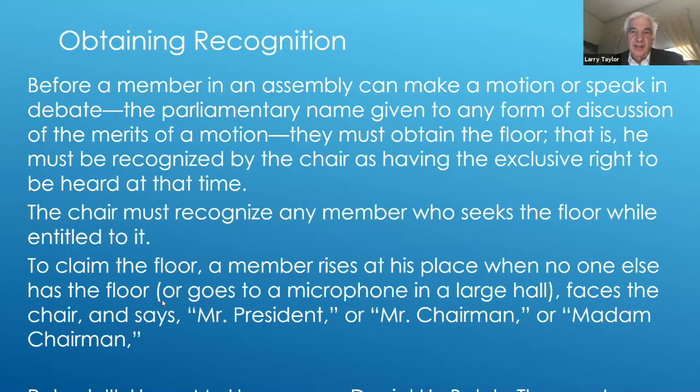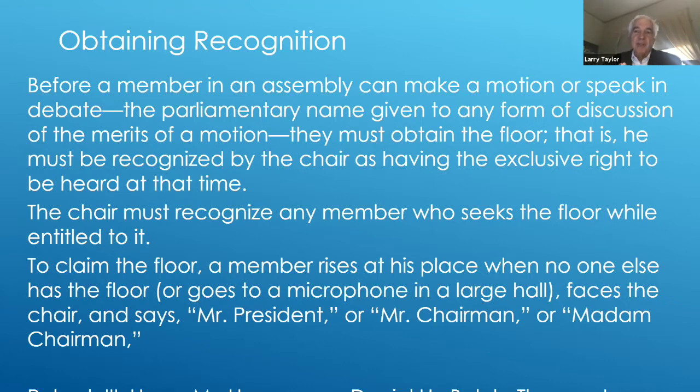Obtaining recognition. This is something that becomes more problematic in a Zoom meeting because, especially if you have a meeting where there's 100 people in attendance, it is sometimes difficult for the presiding officer to see when someone wants to speak. And so, number one, there should be a rule about how you seek recognition in an electronic meeting by raising your hand virtually, or maybe if everybody's on video, that you're waving your hand. Whatever rule there is to be recognized, that should be described.